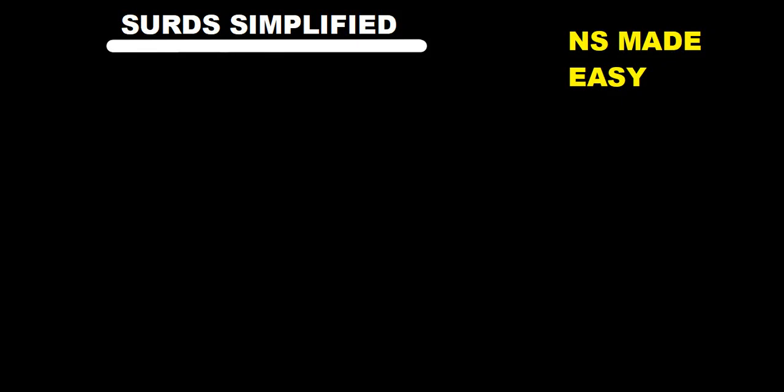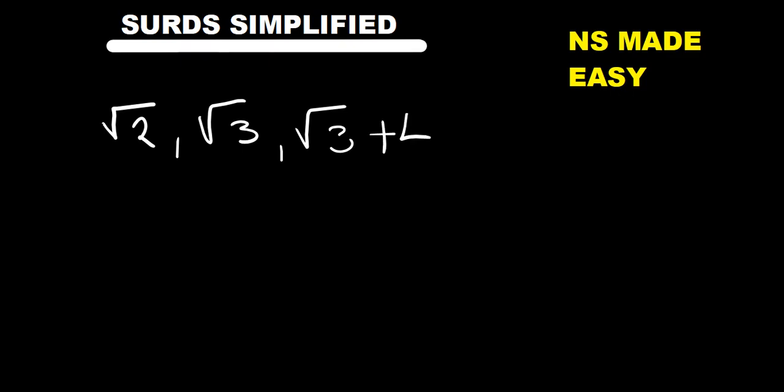In this video, we're going to discuss surds. Now, what is a surd? A surd is a number that cannot be simplified to remove a square root or a cube root. Some examples of surds that we have: the square root of 2, the square root of 3, the square root of 3 plus 4, the square root of 11. Now, you cannot simplify this one further.